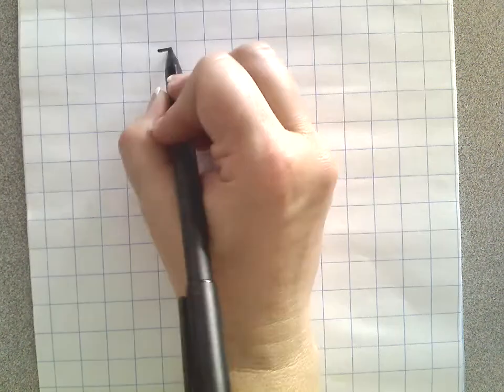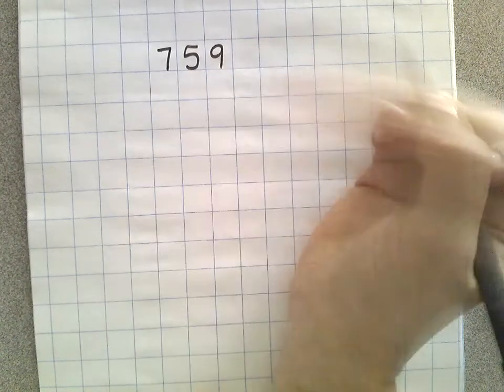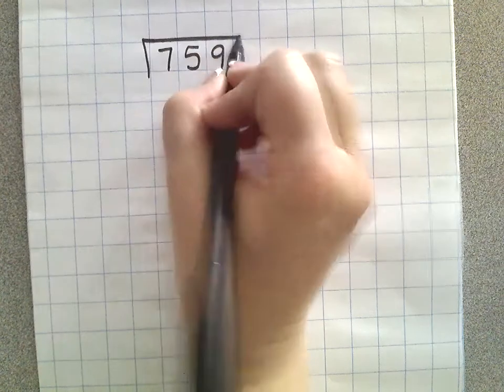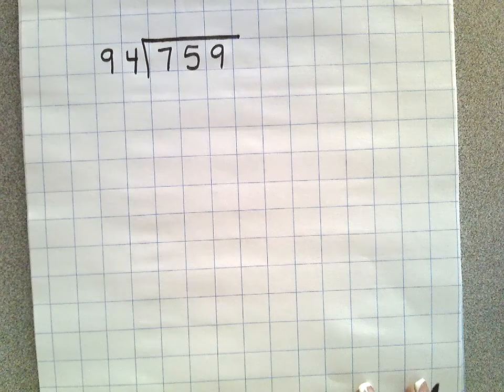All right, let's do another one. The only way you get better at this is practice. 759 divided by 94. Make sure you're writing along with me.